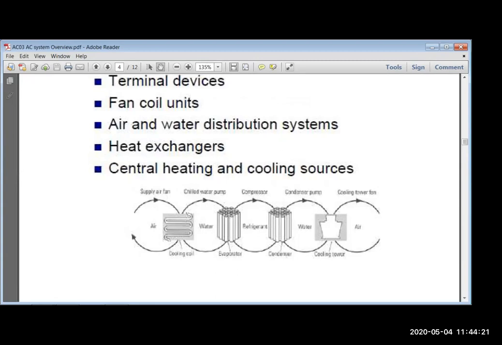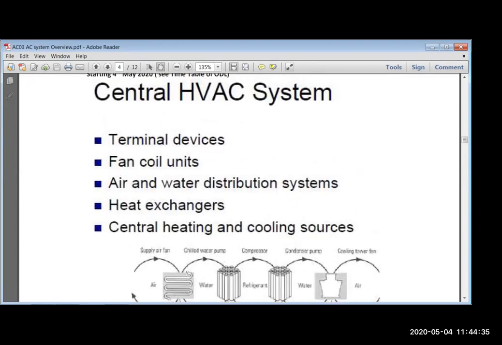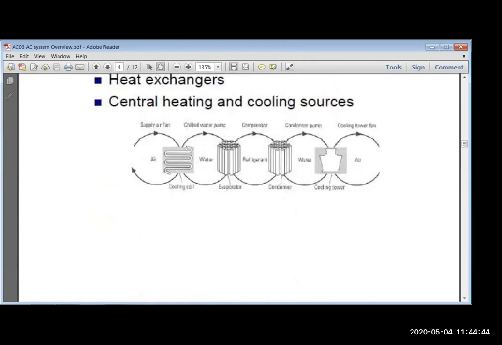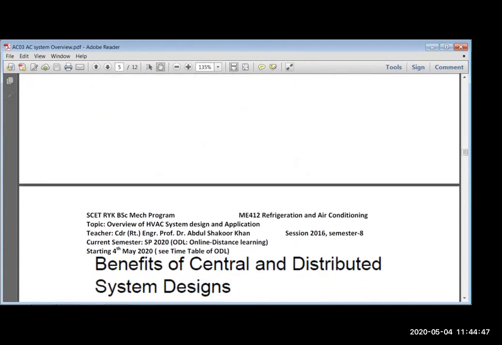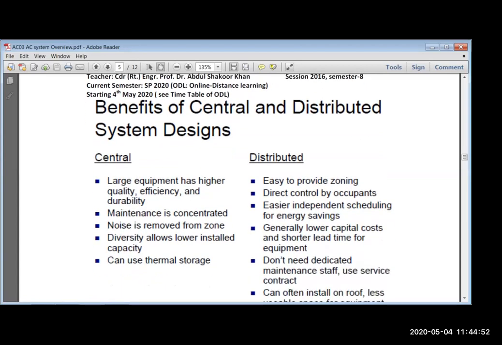So these circuits are shown: the cooling tower circuit and condenser circuit, compressor and chilled water, evaporator and everything. In this picture, for the central heating and cooling system, we use a chiller plant, cooling tower, boilers, air handling units, and other fan coil units. They are called terminal units. Now, what are the benefits of central and distributed systems? The central system is shown on the left hand side, the distributed system on the right hand side.